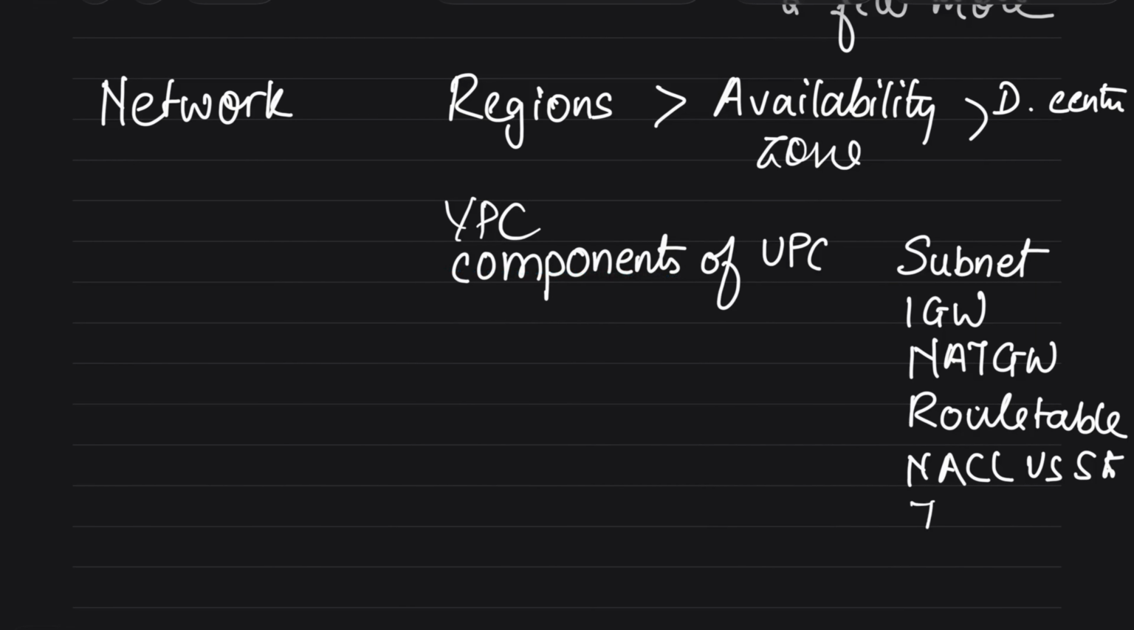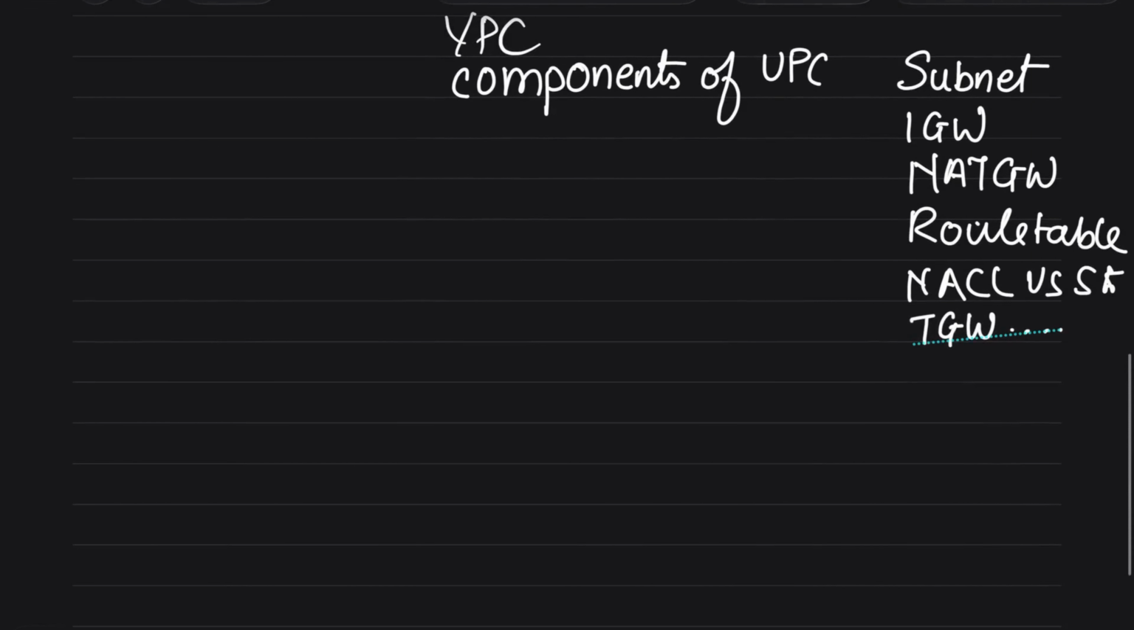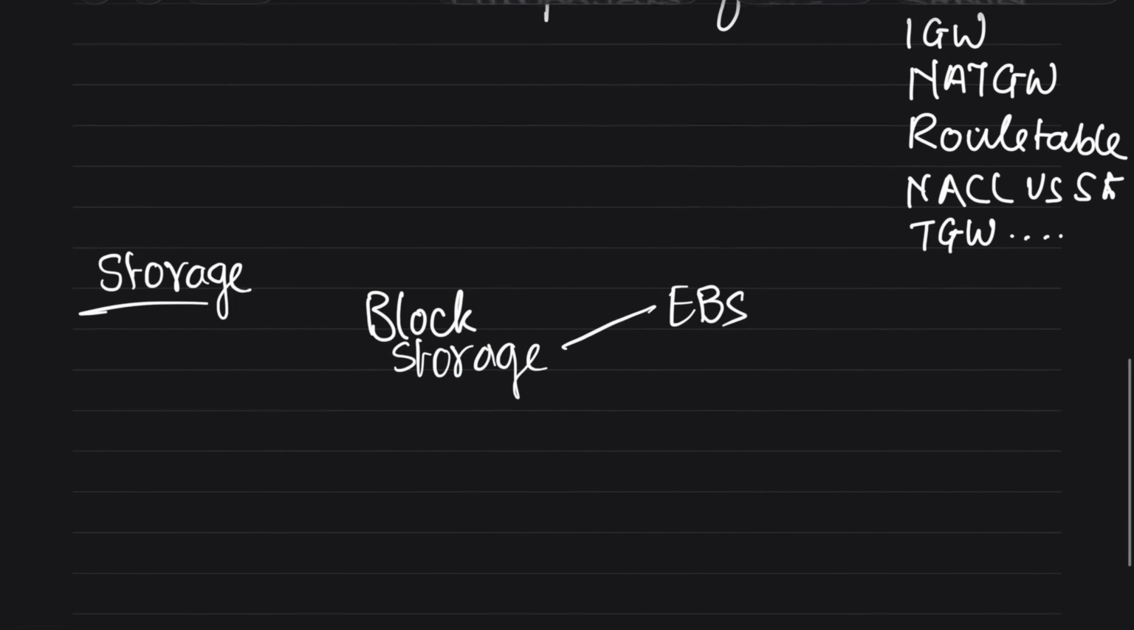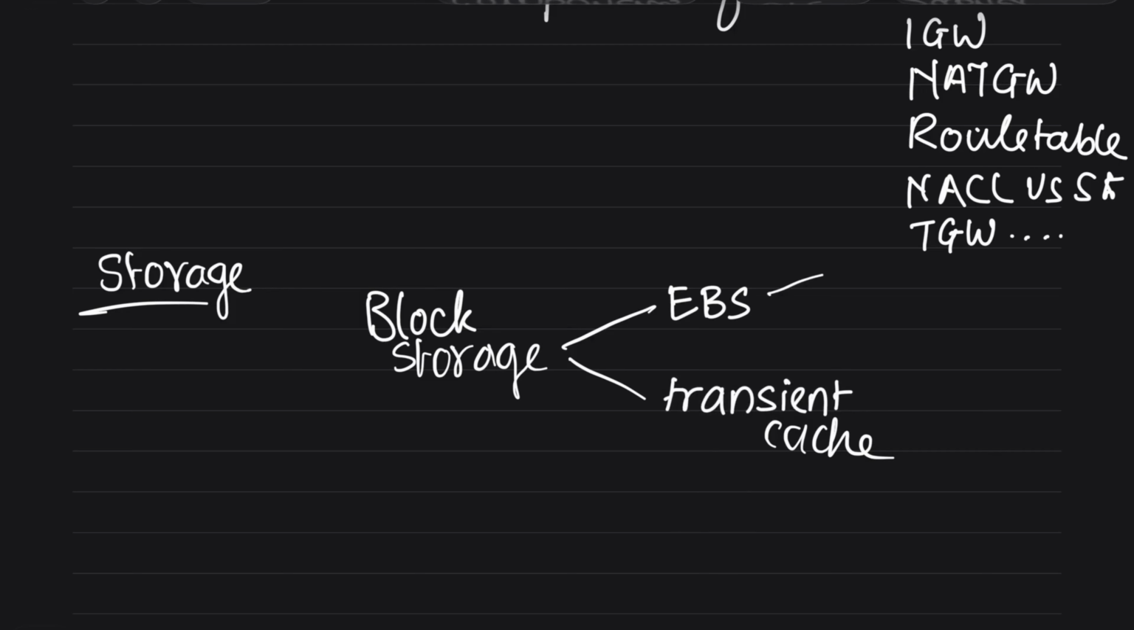Now moving on further to storage. We have three kinds of storage, everyone. The very first one is block storage. Think of it like a hard disk attached to your laptop. That is your EBS volume, Elastic Block Store, which is for permanent storage. And then there's a second one, called transient cache, just like a clipboard. EBS volumes come in SSD and HDD. Furthermore, we'll cover that in upcoming slides and modules.